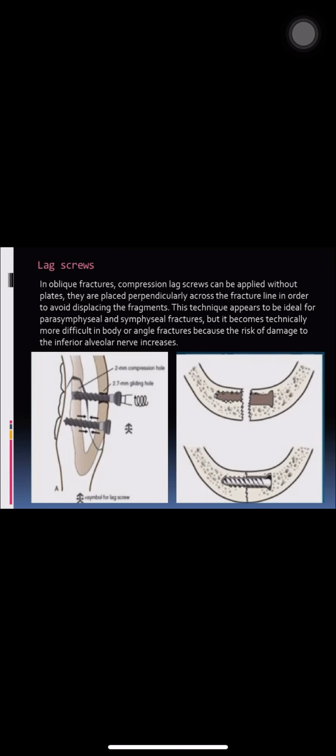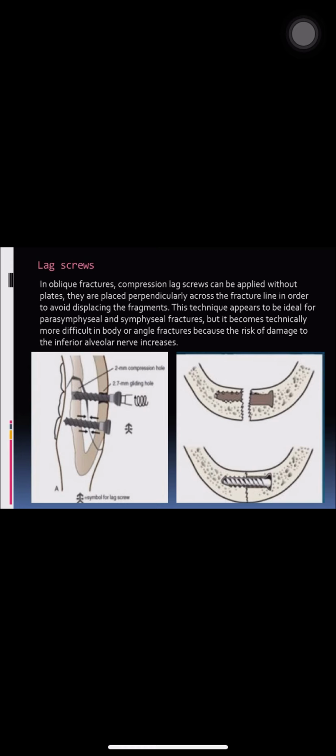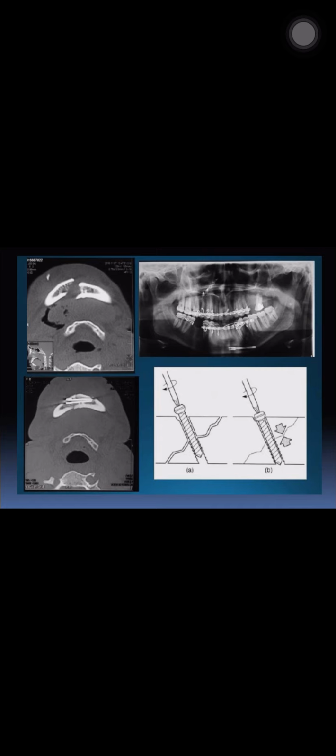Another technique, lag screws. In oblique fractures, compression lag screws can be applied without plates. They are placed perpendicularly across the fracture line in order to avoid displacing the fragments. This technique appears to be ideal for parasymphysial and symphysial fractures, but it becomes technically more difficult in body or angle fractures because the risk of damage to the inferior alveolar nerve increases. And these are other pictures of this method.